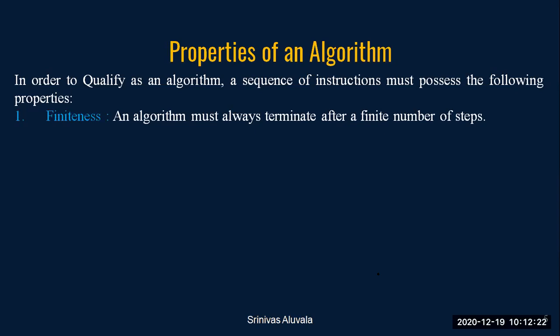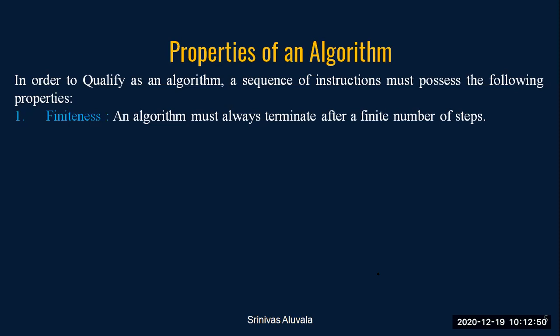Number one, every algorithm needs to end in a finite number of steps. An algorithm shouldn't be infinite. It should end in a specific number of steps for a specific problem. That's what we call finite. It should terminate at one point. It should end at one point.